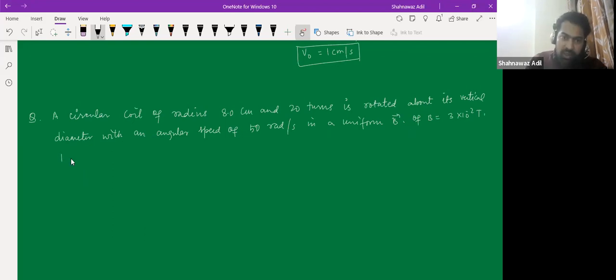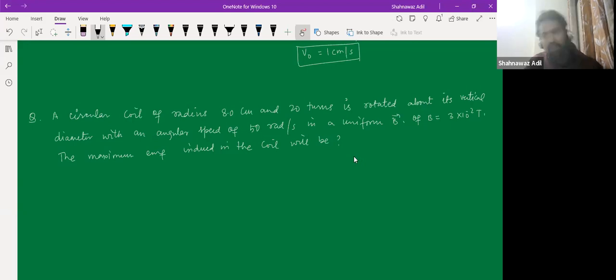The maximum EMF induced in the coil will be how much? Right, so this is the question.